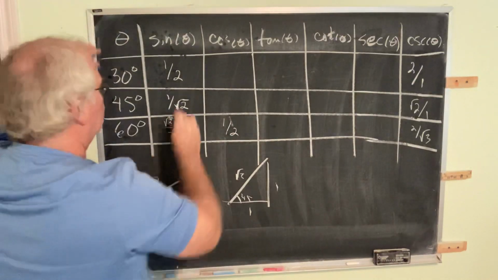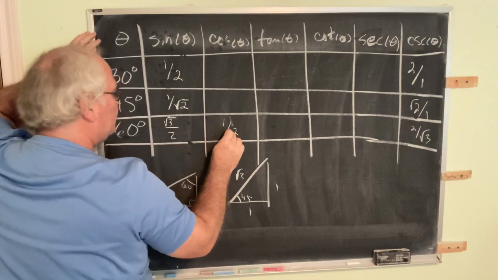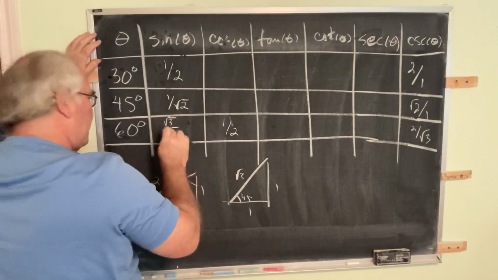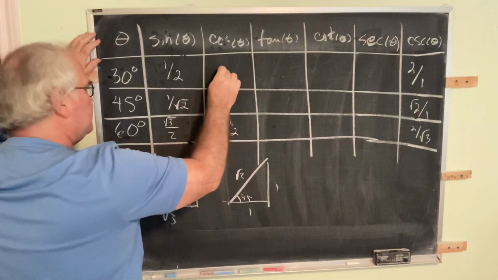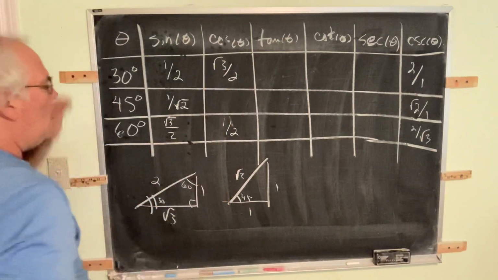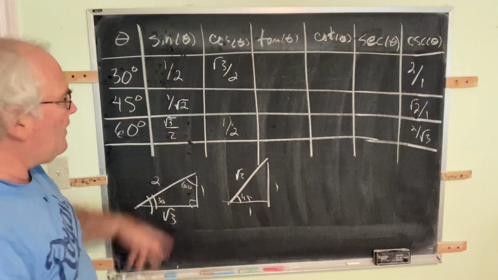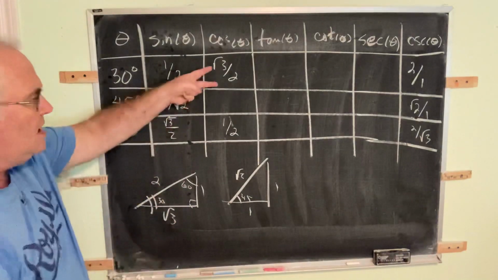And by a similar token, just like 30 for sine equals 60 for cosine, similarly, 60 for sine is equal to 30 for cosine. These are co-functions of complements. Or you could just look at the triangle. If I want cosine of 30 degrees, there's 30 degrees. Cosine is adjacent over hypotenuse. Boom, there it is.